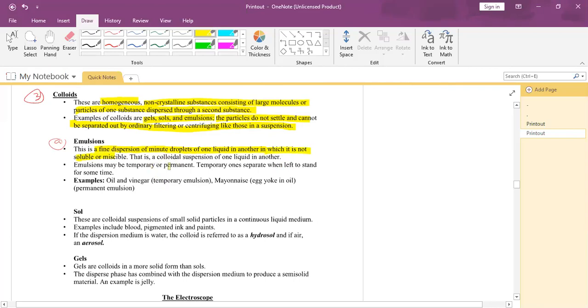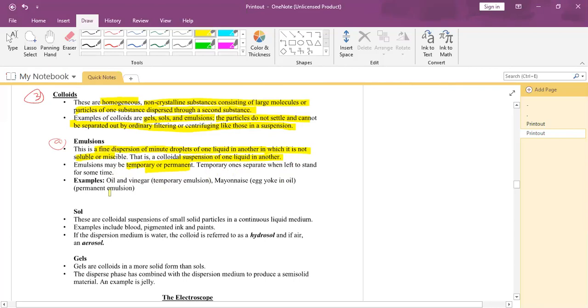Okay, so that is a colloid suspension, one liquid in another, right? Emulsions may be temporary or permanent. What do we mean by this? Temporary ones separate when left to stand for some time. A permanent one will not separate, right?